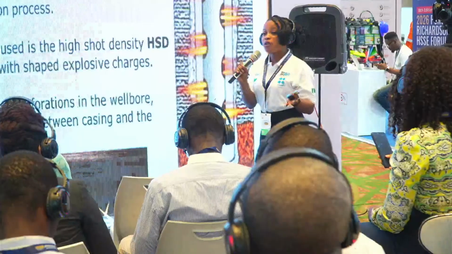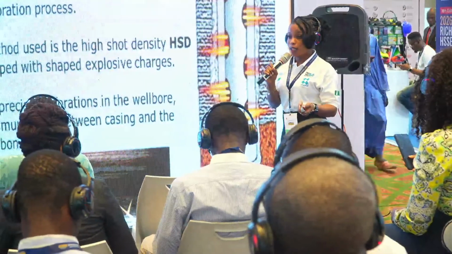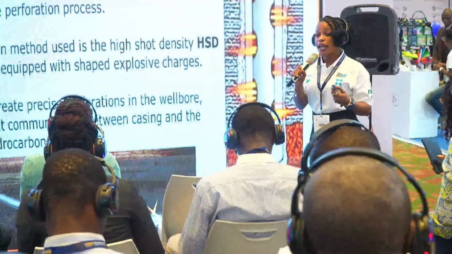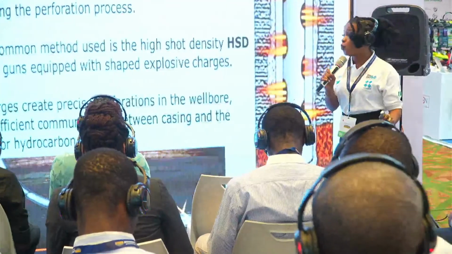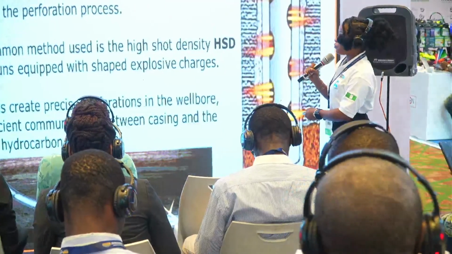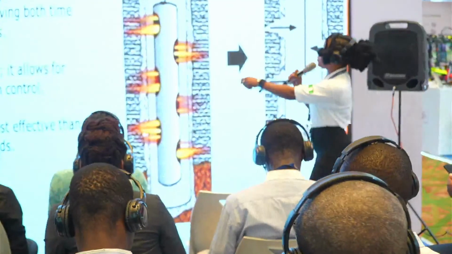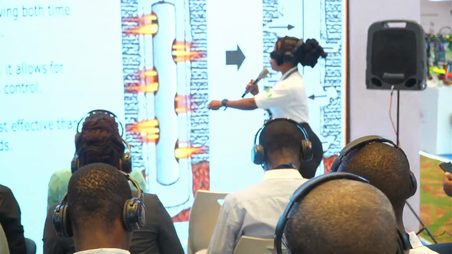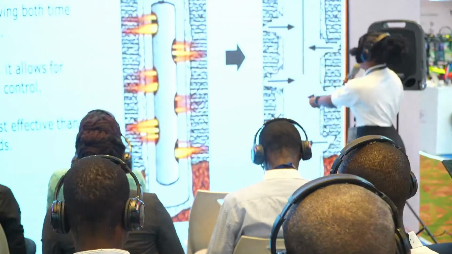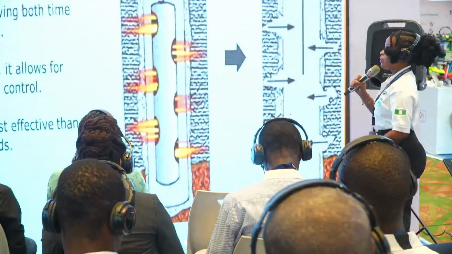The most common TCP firing system we have is the high shot density. So they use powerful explosives to perforate accurate holes in the well. As we can see, this is when a TCP gun has been activated to fire, and after that they create channels in the well bore like we can see on the screen.